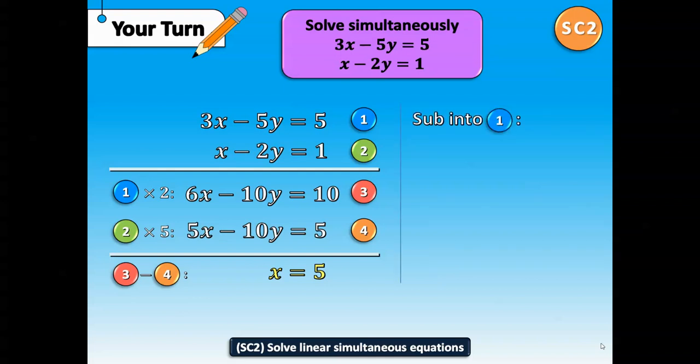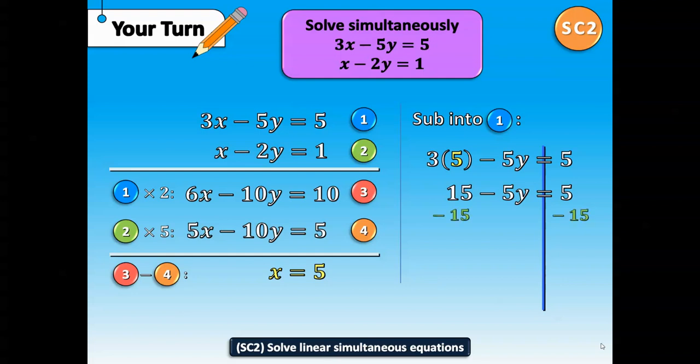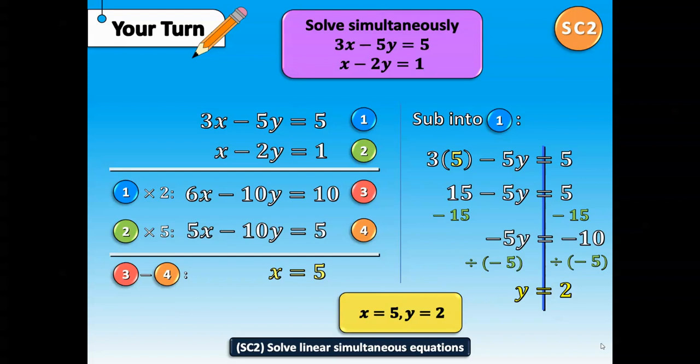Then I can substitute that answer into the first equation. So 3x minus 5y equals 5 becomes 3 times 5 minus 5y equals 5. 3 times 5 is 15. Now I can solve it by taking 15 off both sides. And then I can divide both sides by minus 5. So y equals 2. So my answer is x equals 5 and y equals 2.